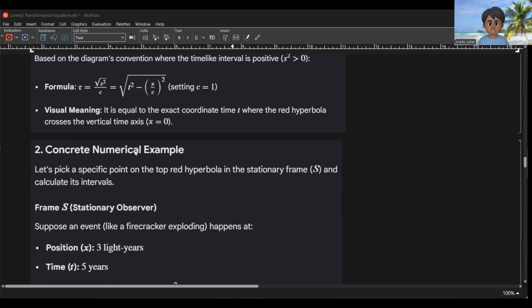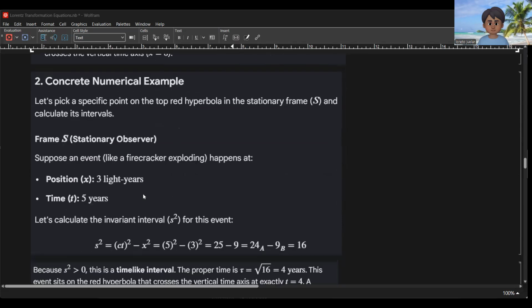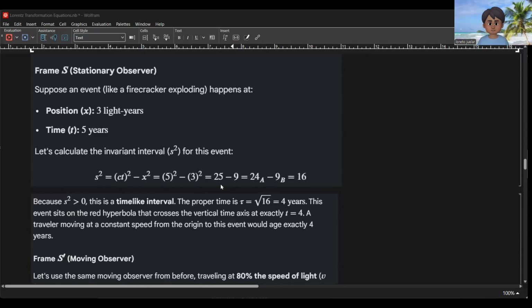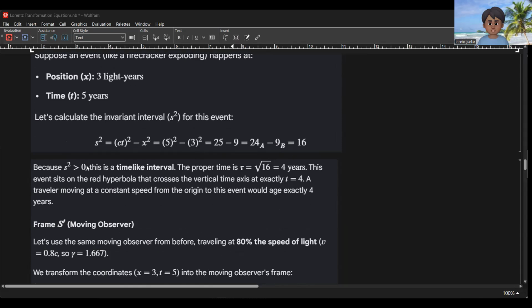Okay, so we have a concrete numerical example. Let's pick a specific point on the top red hyperbola in the stationary frame and calculate its intervals. Suppose an event, like a firecracker exploding, happens at x equal to 3 light years, and the time t is equal to 5 years. So let's calculate the invariant interval squared for this event. Because s squared is greater than 0, this is a time-like interval. So the proper time is the square root of 16, equal to 4 years.